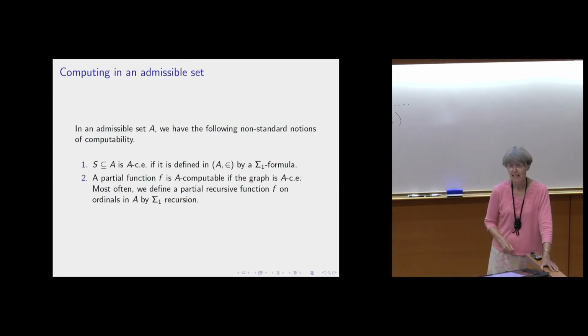We can do computing in an admissible set, and it's a non-standard notion of computing, but it's useful for us. So in an admissible set A, we've got a notion of what's A-CE. It's defined by a sigma 1 formula with some parameters. And we have a notion of partial A-computable functions. A partial function is A-computable if the graph is A-CE.